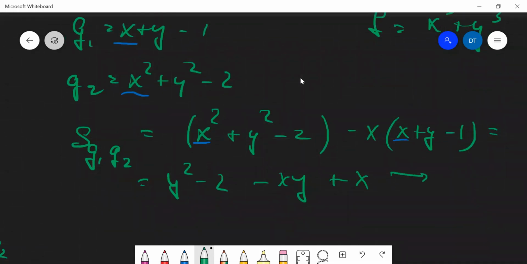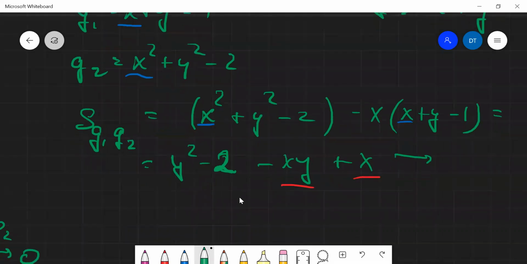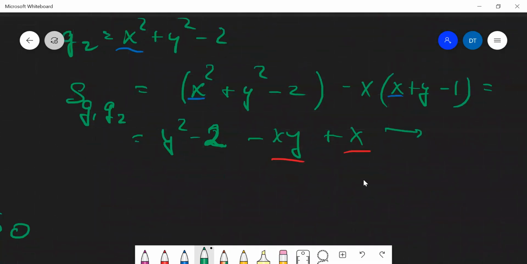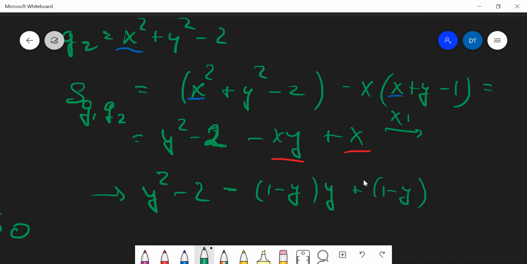Okay, so let's see, what can we reduce? We can reduce these two monomials. Let me underline them in red. And just in case, this is two, this is a number. Okay, so how do we reduce? We simply replace x by one minus y during this reduction. So we get y squared minus two minus, here we will get one minus y plus one minus y. This is a reduction with respect to x plus y minus one.